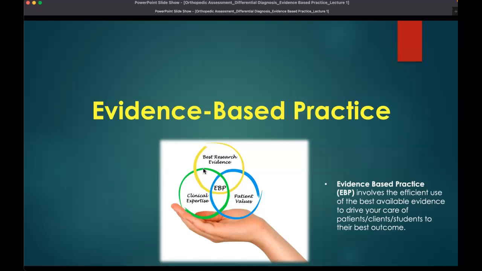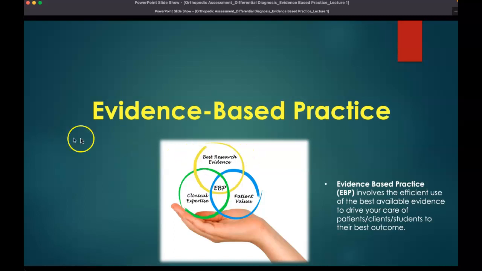In other words, creating or training up clinicians who not only rely on patient outcome measures, not only rely on clinical expertise, but really truly use the best evidence, or search the literature, to help drive clinical decision making.